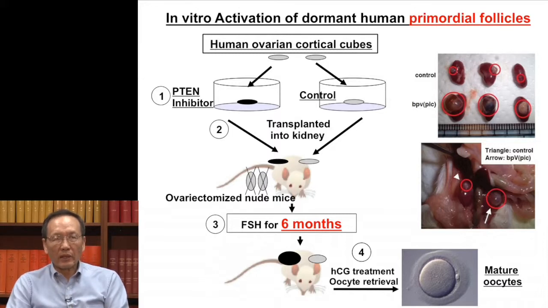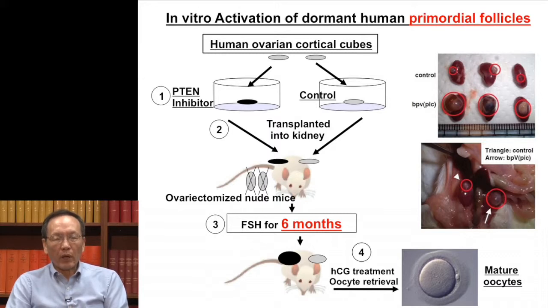In this case, 6 months later, the animals were injected with one injection of hCG to induce oocyte maturation, and then the ovary were taken out. As you can see on the right-hand side, upper corner, we were very surprised by the result and very happy to see it. The control group, the top one, are very small ovary fragments, and the lower one is the one treated with the P10 inhibitor, BPV-PIG. And you can see that the ovary graft is almost as big as the kidney itself. So this really shows the whole process.